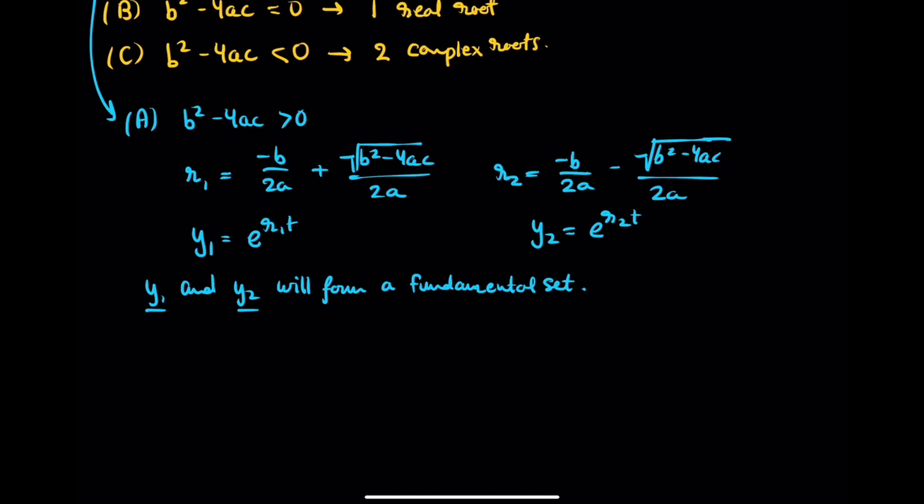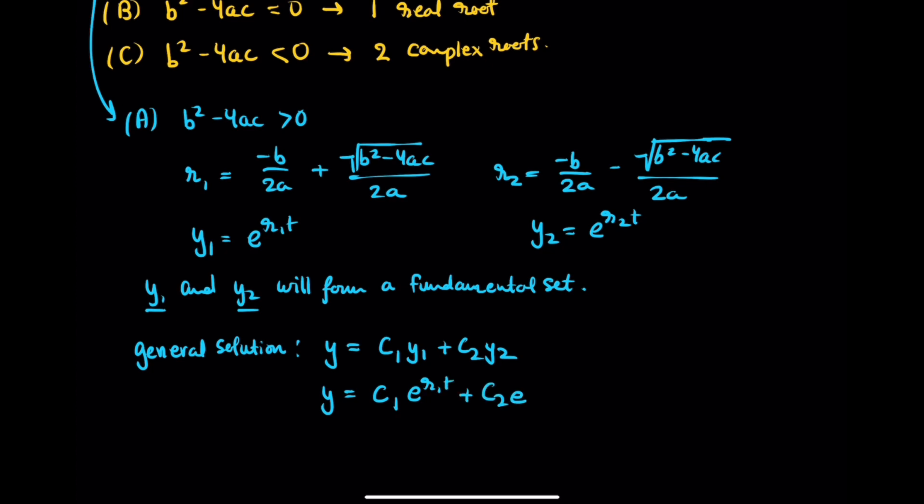And as a result, the general solution will be a linear combination of y1 and y2. So the general solution will look something like c1 y1 plus c2 y2. You can rewrite that as c1 e to the r1t plus c2 e to the r2t, like so. And that is your general solution for when you have two distinct roots.